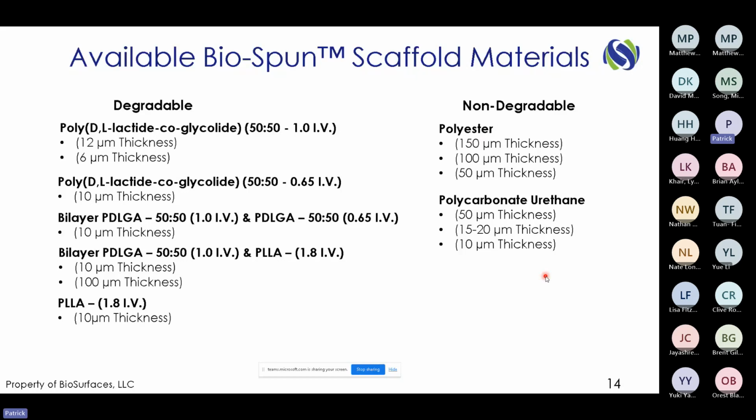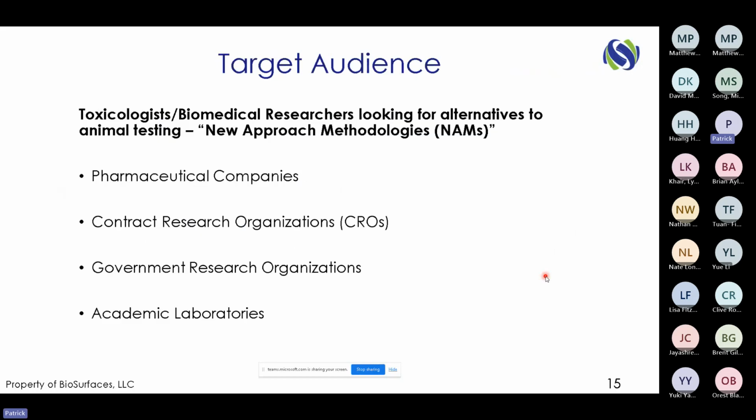Okay, so the target customer for our products tend to include toxicologists and biomedical researchers looking for alternatives to animal testing and new approach methodologies, or they just want to go 3D and have a human model, as we stress the importance of doing that these days. And this includes pharmaceutical companies, contract research organizations, government research organizations, as well as academic laboratories.